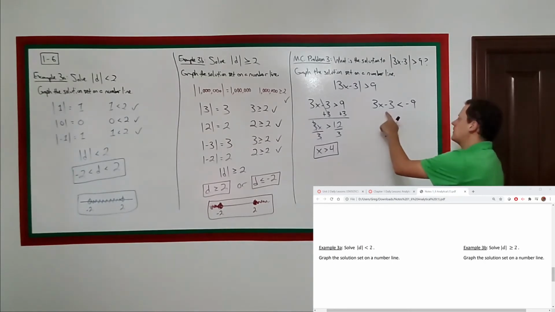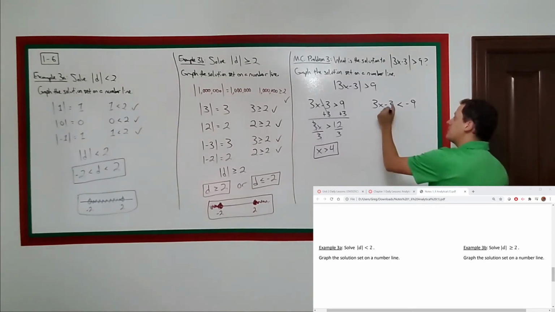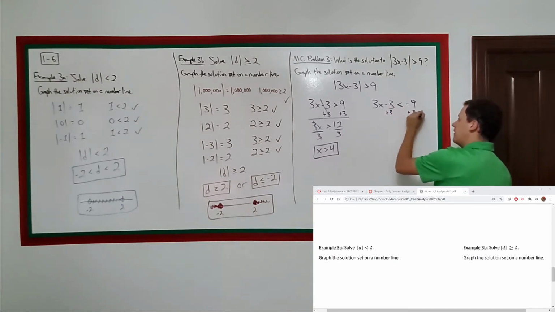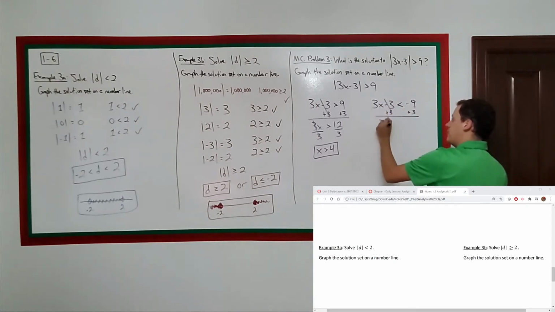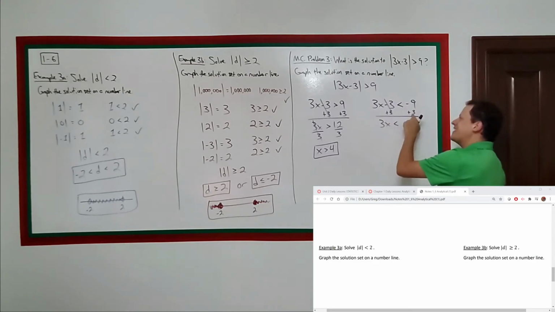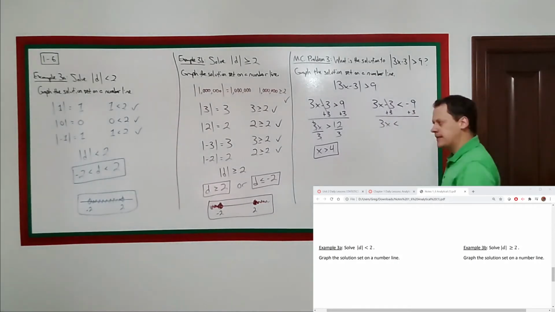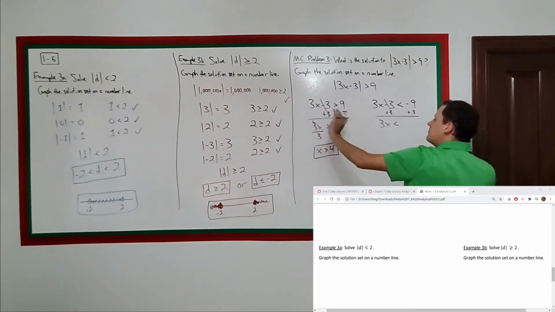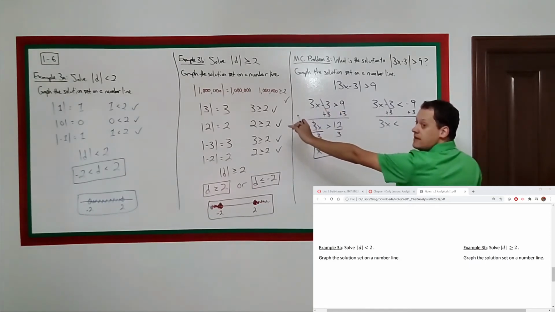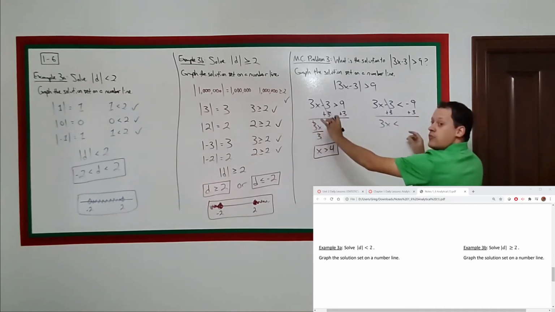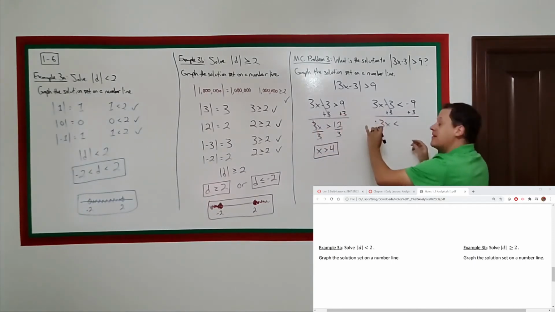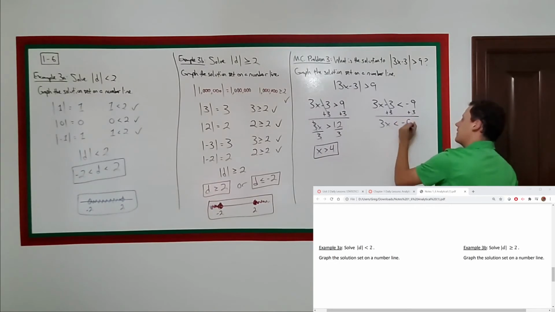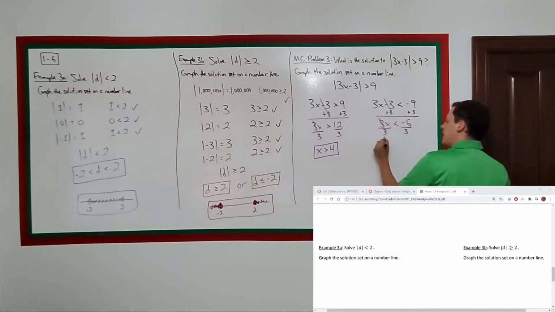Second one here should be the same 2 steps. Add 3. 3x is less than, this time we have -9 plus 3. So if you think of a number line, just in your mind, negative 9 is going to be down here because it's negative. But if you're adding 3, you're bringing it closer to 0. So that's negative 6. Divide by 3. X is less than negative 2.